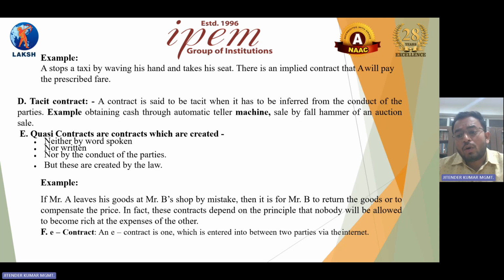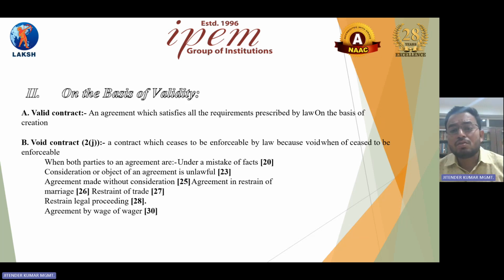Now the last one is the e-contract. These come under the category where, through mails, fax or telephone, contracts are created, and these are e-contracts, right? Further, we move to classification on the basis of validity, that is the valid contract. A valid contract is an agreement which satisfies all the requirements prescribed for its creation, right? We have already talked about the basic elements of a valid contract. So these kinds of contracts must be performed where all the necessary elements are present, right?